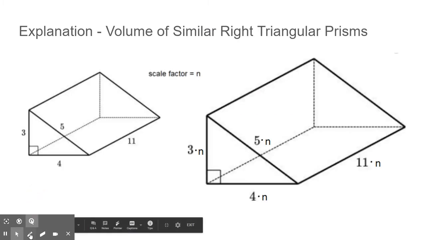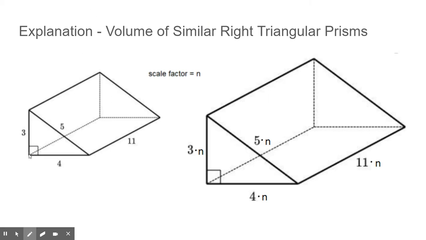Now, I do have on the next slide two triangular prisms that we're going to actually talk about this ratio. If you look here, all of these dimensions, 3, 4, 5, 11, are all multiplied by n: 3n, 4n, 5n, and 11n. So your scale factor is n. I'm multiplying all of these numbers by n to get this bigger figure. So what's going to happen to the volume?